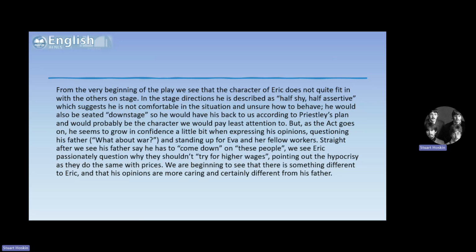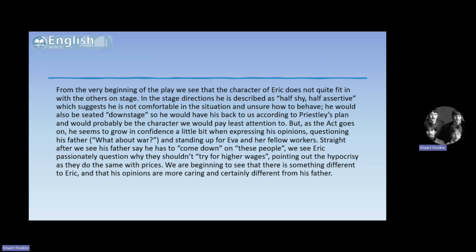Straight after, from the very beginning, as the act goes on, we see this straight after that. Again, temporal connectives, connecting in terms of time or space in the play. Straight after, we see his father say he has to come down on these people. We see Eric passionately question why they shouldn't try for higher wages, pointing out the hypocrisy as they do the same with prices. Now, there's so much in that little section there, in that sentence there.